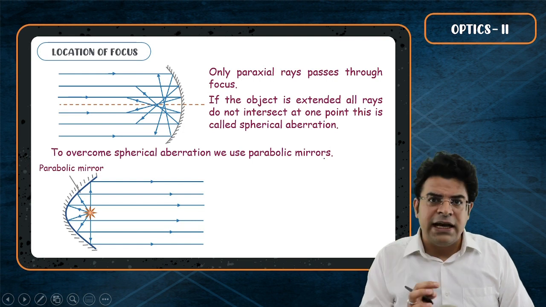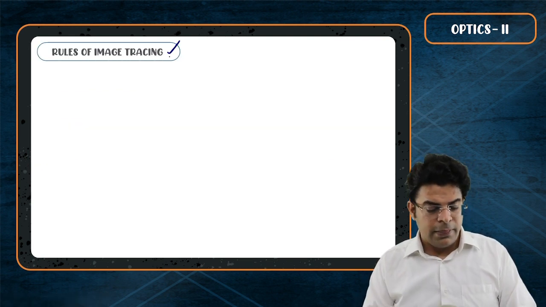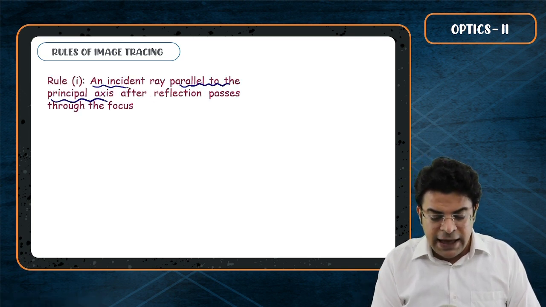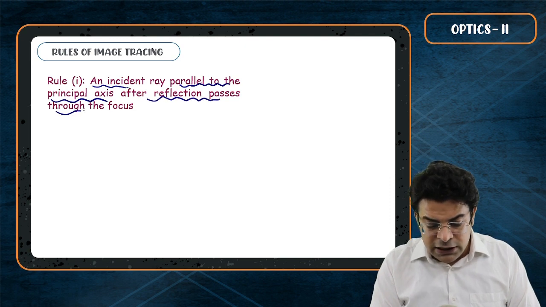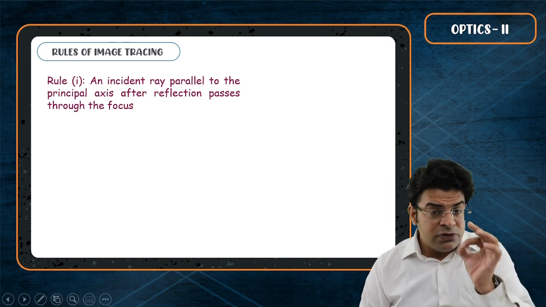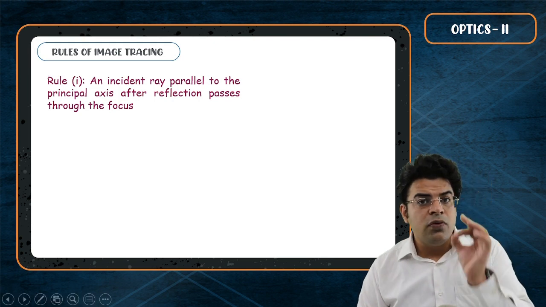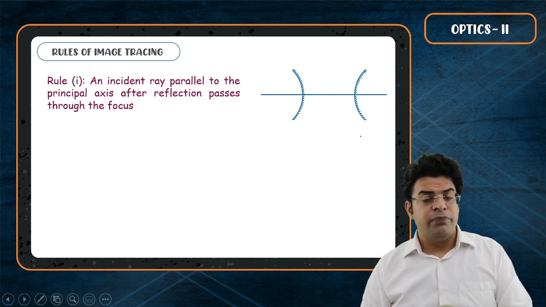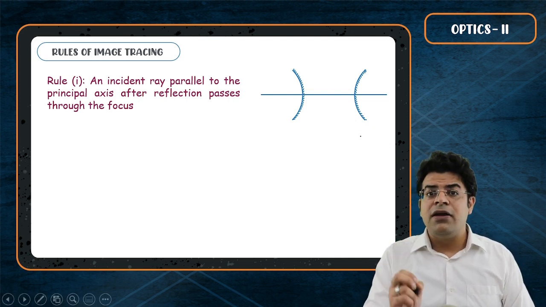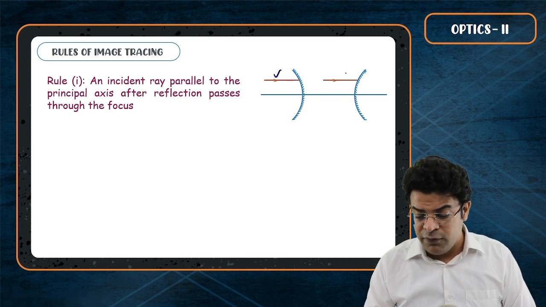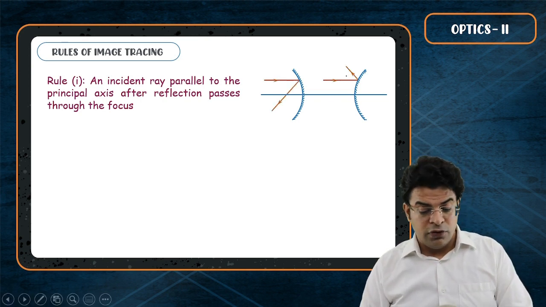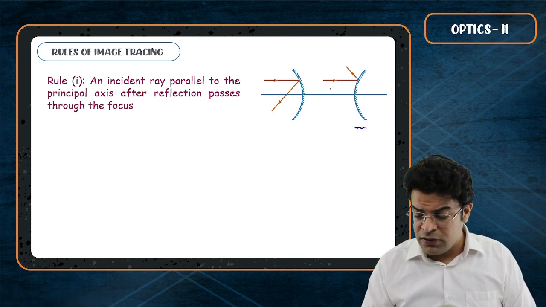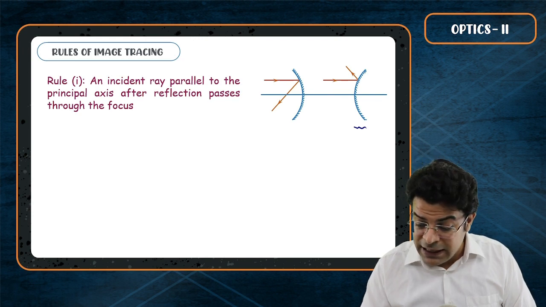Now let's understand some rules for ray tracing. The first rule goes like this: an incident ray parallel to the principal axis after reflection passes through the focus. And when I am telling you rule 1, I am telling you the rule for near parallel rays. So whether you have a concave mirror or a convex mirror, if a near parallel ray is incident, then after reflection, the ray passes through the focus. Do you understand, for the case of a convex mirror, the ray does not cut the principal axis after the reflection, its extension does.